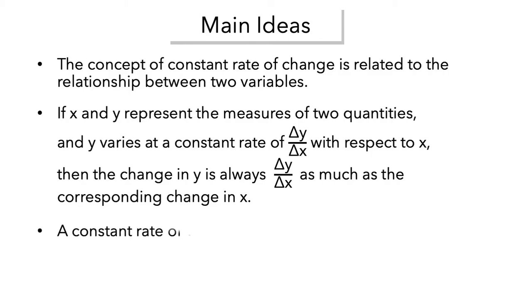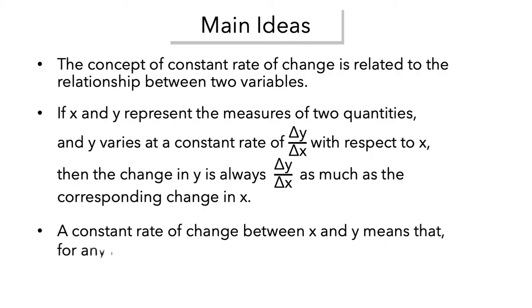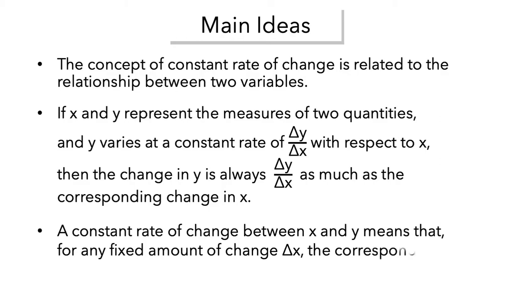A constant rate of change between x and y means that for any fixed amount of change delta x, the corresponding amount of change delta y is constant.